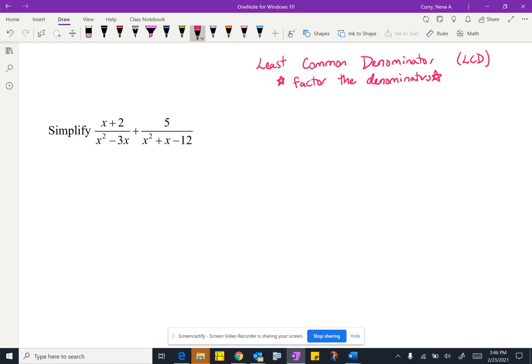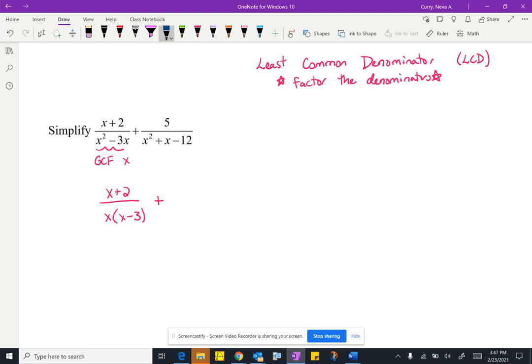So if we look at these two denominators, this first one definitely can factor, has a GCF, and both terms have an x. So I'm not going to change the numerator. I'm going to leave that as x plus 2 divided by, but the denominator I'm going to factor into x times (x minus 3). That x squared divided by x leaves me with an x, and a negative 3x divided by an x results in a negative 3. So I factored the denominator of that first fraction, plus.